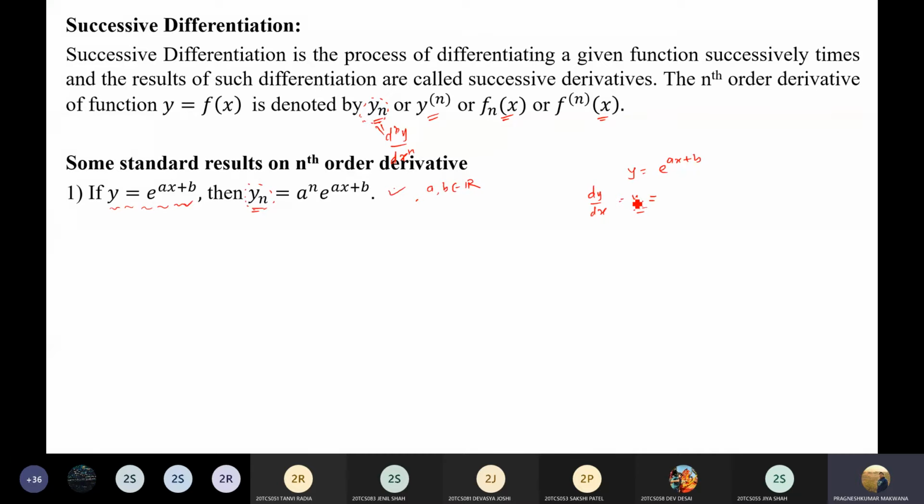So what is y1? A e raised to ax plus b. Yes, good. So a into e raised to ax plus b. Similarly, find out the second derivative.